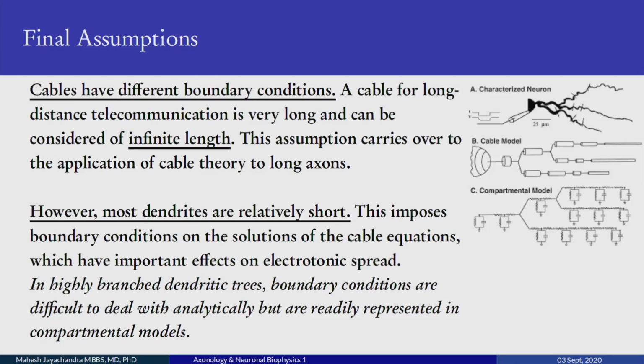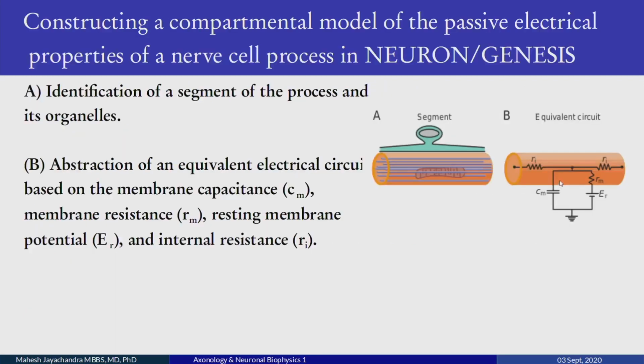So suppose it's highly branched, boundary conditions are very difficult to deal with analytically. Like you see a neuron over here, it's very difficult to handle this in a computer. But if you use compartment models, and first you use cable models, divide into different cables of different diameter, and each of them is a particular compartment with different resistance and capacitances, then this problem is tractable. Okay. So how do you actually do it?